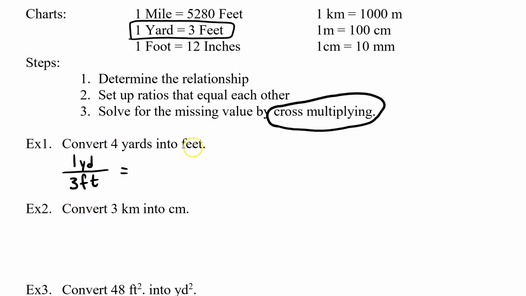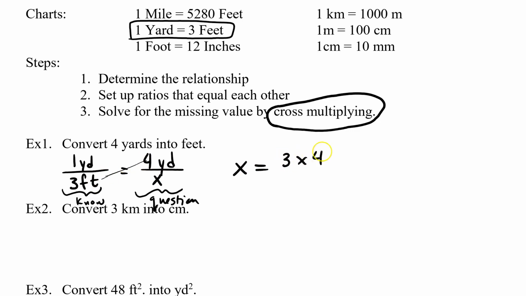Now I'm going to use the specific. This one is the relationship that we know, and this is the question. We want to keep yards with yards and feet with feet. So this is 4 yards. Yards goes on top because the 1 yard is on top. So 4 yards. Now I want to solve for x. So x equals the opposites multiplying each other, so 3 times 4 divided by 1.